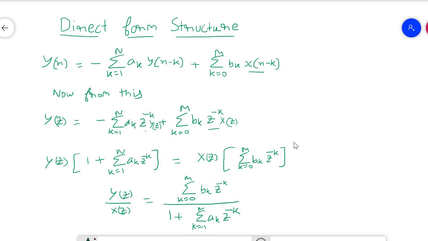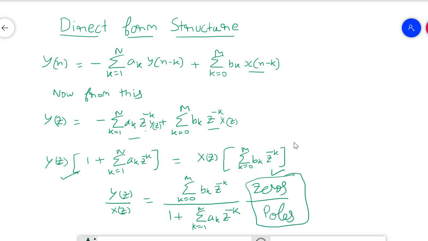Now, after that, this Y(z) is common. This value goes to this side and Y(z) is common: 1 plus summation k=1 to N a_k z^-k, then equal to X(z) times summation b_k z^-k. Now, after that I take the transfer function, that is Y(z) upon X(z). This Y(z) upon X(z) is equal to this value. This is the numerator with zeros, and below that the poles.